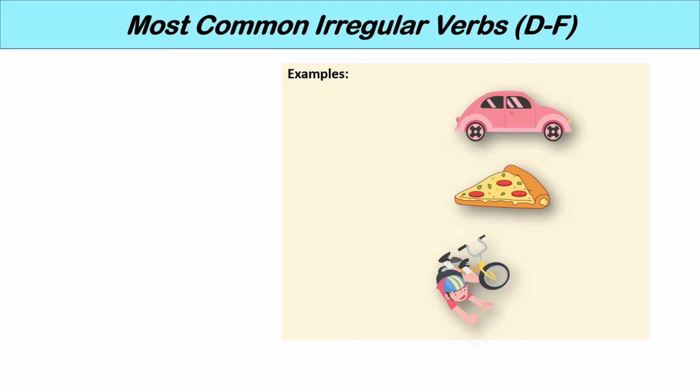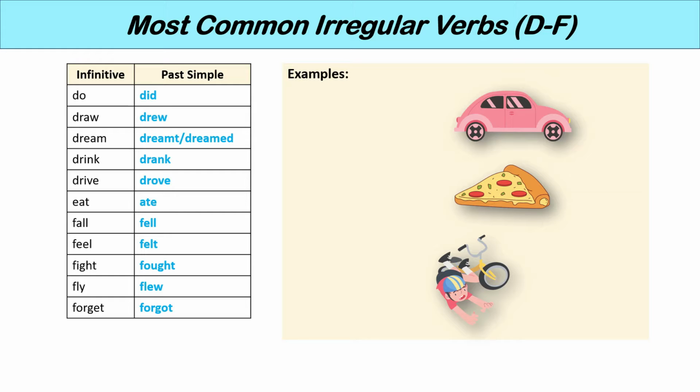Okay, so let's move on to the irregular verbs from D to F. Again, repeat after me. Do, did. Draw, drew. Dream, dreamt. For this verb, you can either write it with a T or as a regular verb with ed. Drink, drank. Drive, drove. Eat, ate. Fall, fell.